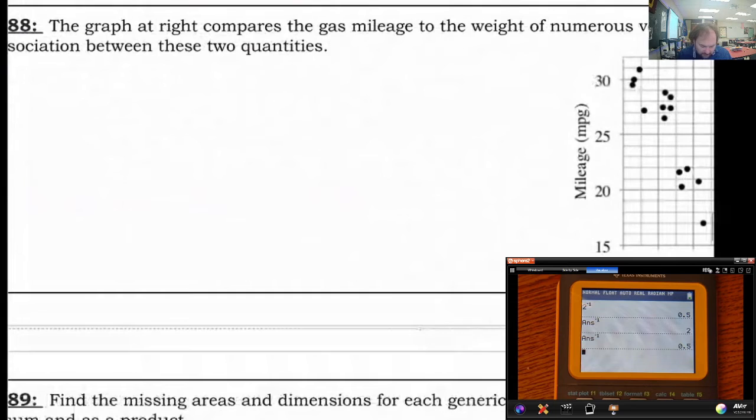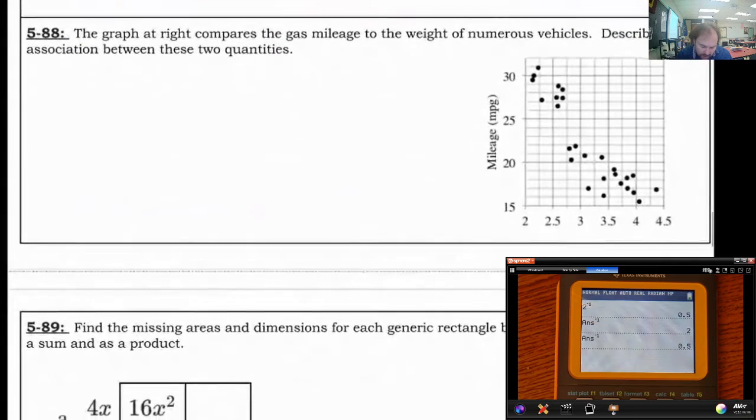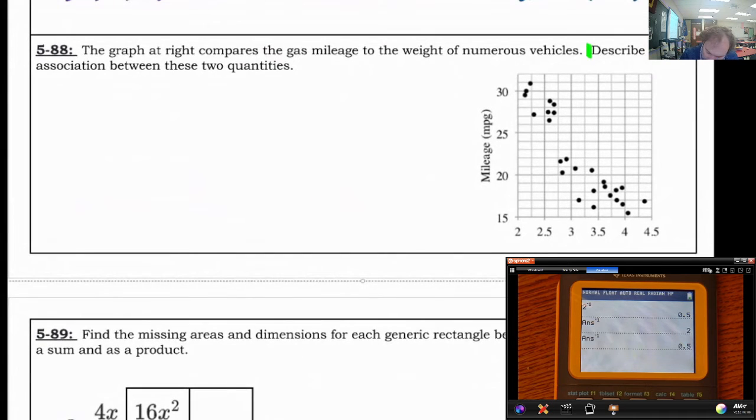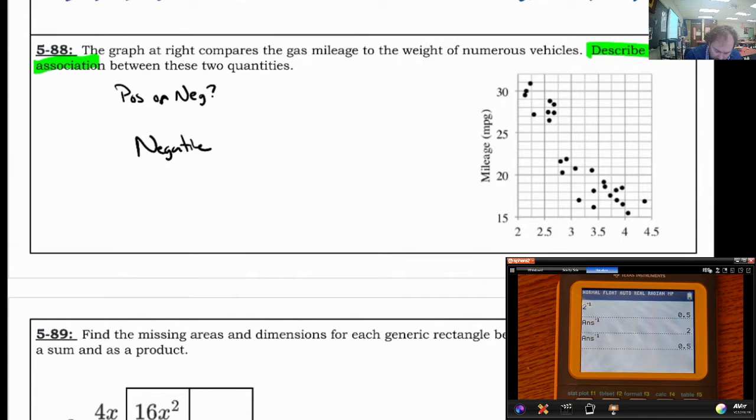Down here in question 588, the graph at right compares the gas mileage to the weight of numerous vehicles. I think as the weight increases, the gas mileage tends to go down. It looks like it's the case here. We are going to describe the association between these two quantities. Remember, this is where we're going to choose 3 words. We're going to say, first of all, positive or negative. It's an or. And the answer here is negative because the graph appears to be going down.